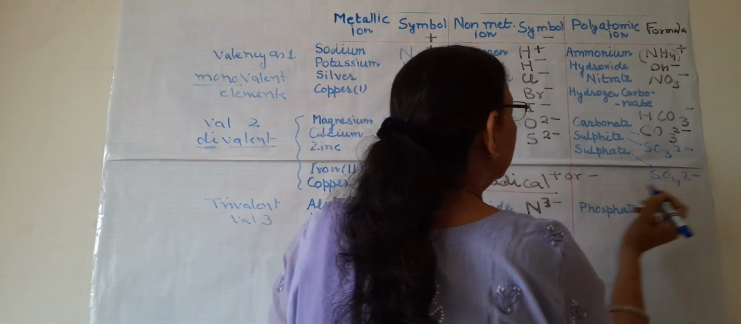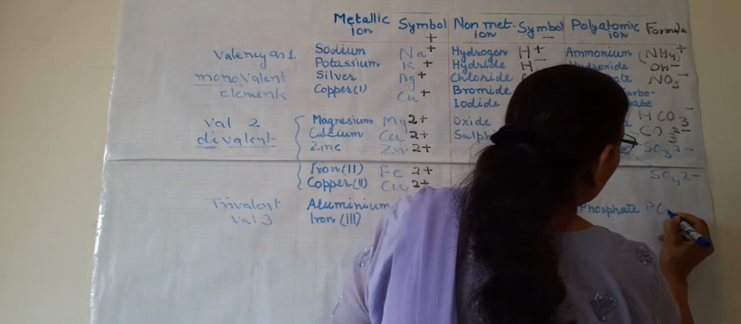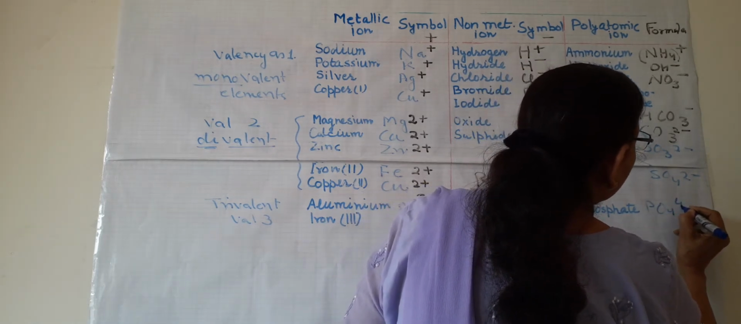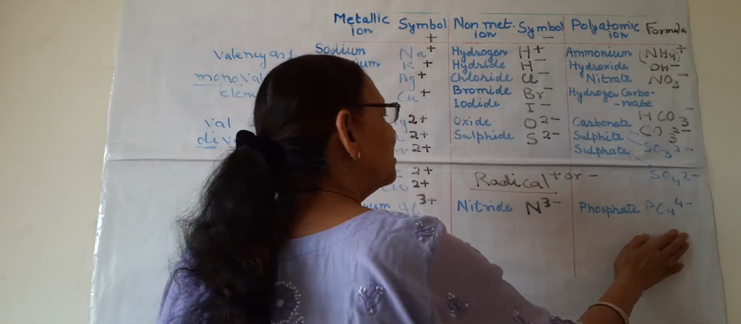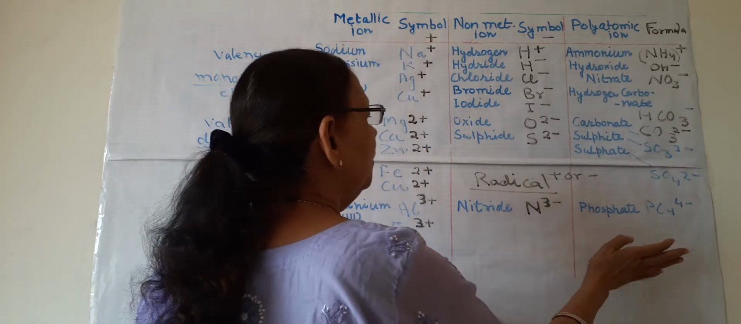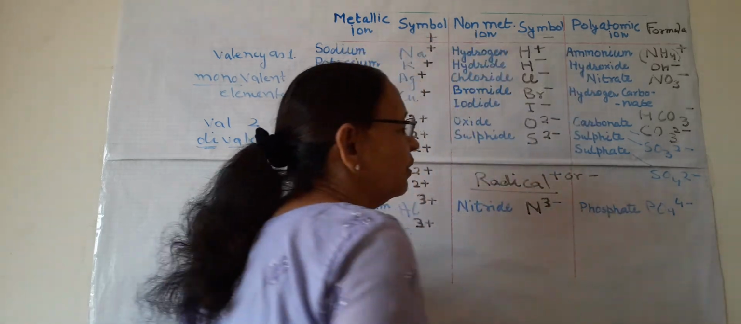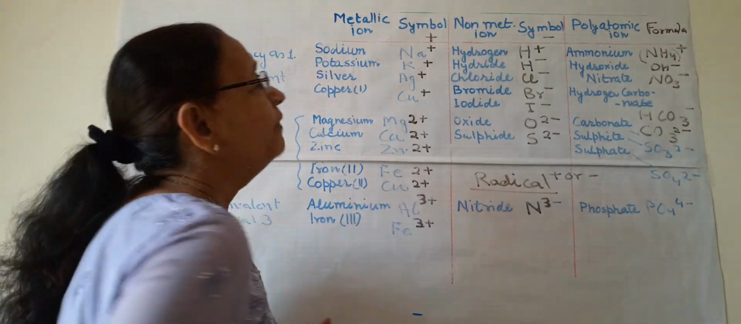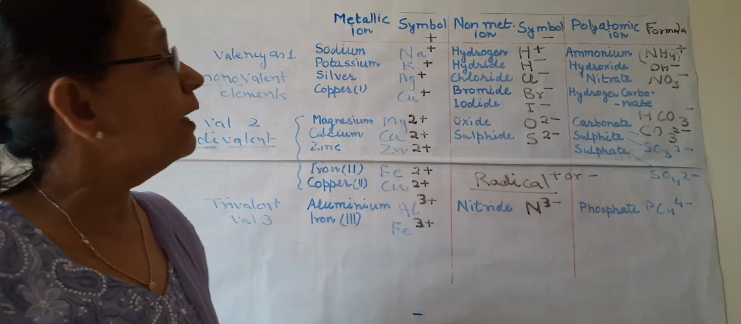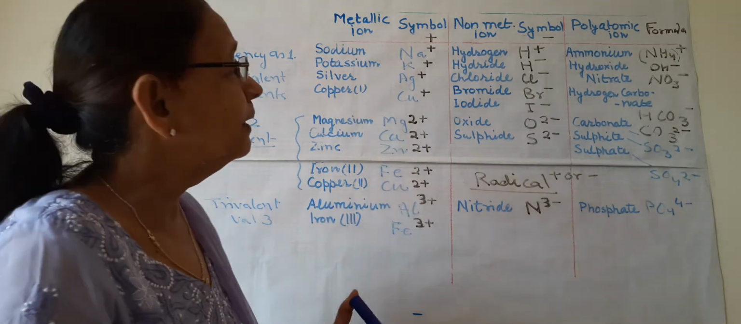Then phosphate is PO4 with 4 minus. It has variable valency, also 3 minus and also 4 minus. So we can write phosphite is 3 minus, phosphate is 4 minus. So these are valencies of polyatomic ions and metallic and non-metallic ions.